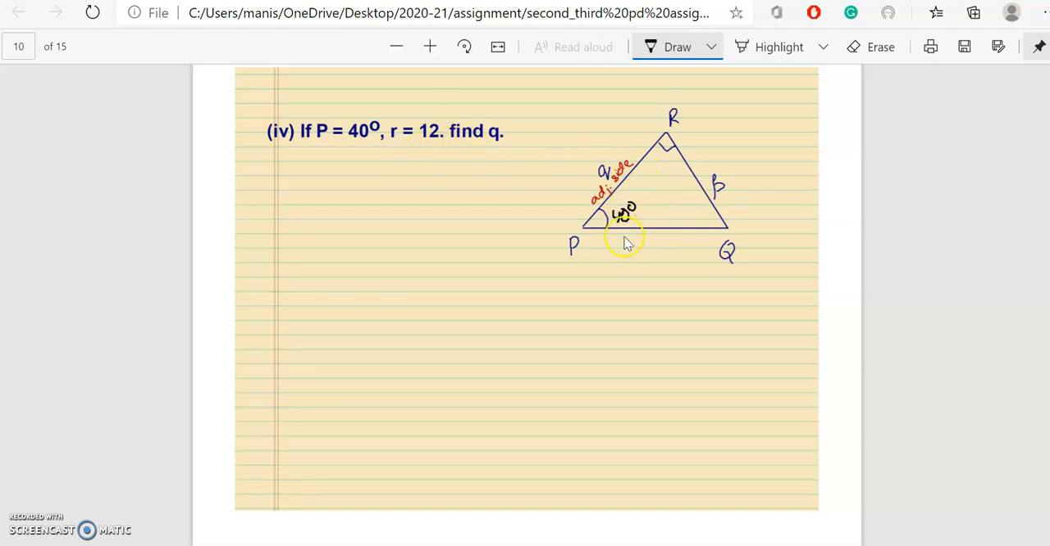Lowercase r. Now, as you all remember, we have gone through this concept earlier. The side which is opposite to an angle is your lowercase letter. So they say lowercase r is 12, which is across this angle R. They gave me this, my 12, and I will circle this because I will need this value. What do they want me to find? They want me to find q. I will circle this also.